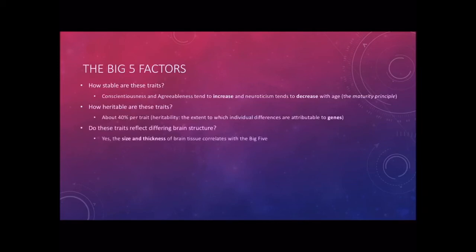How stable are these traits? Conscientiousness and agreeableness increase with age. Neuroticism decreases with age. They're about 40% heritable per trait. The size and thickness of brain tissue correlates with the Big 5. That's kind of cool. Especially conscientiousness is a frontal lobe factor. More conscientious people tend to have a larger frontal lobe area.